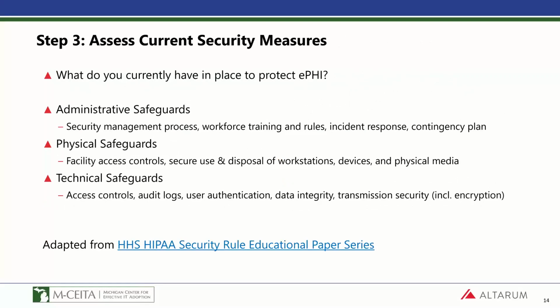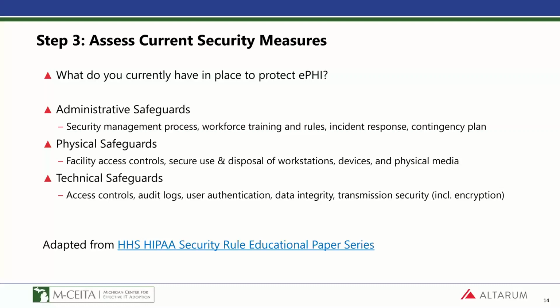Assessing current security measures or safeguards is the next element. What do you currently have in place to protect patients' information? You should assess and document the security measures used to safeguard EPHI, whether security measures required by the security rule are already in place, and if current security measures are configured and used properly. These safeguards can be categorized as administrative, physical, and technical in nature.